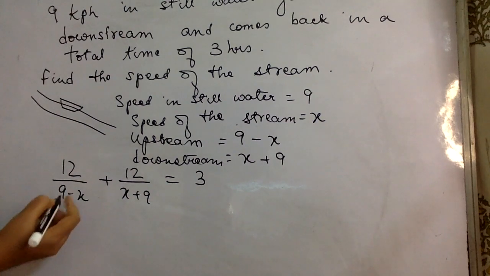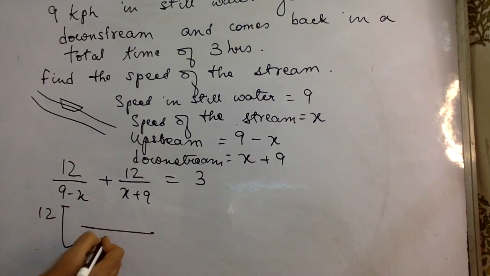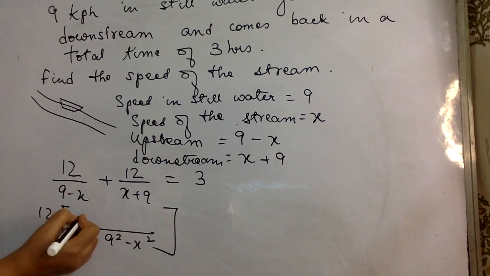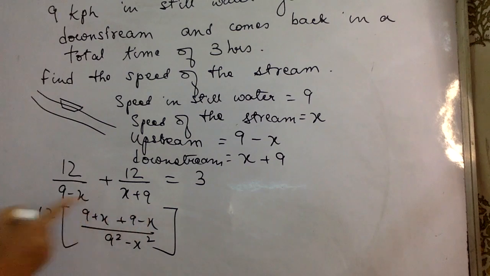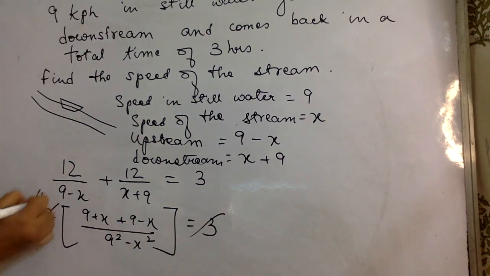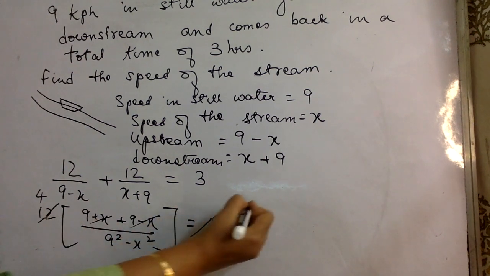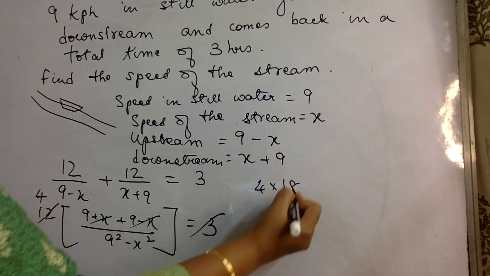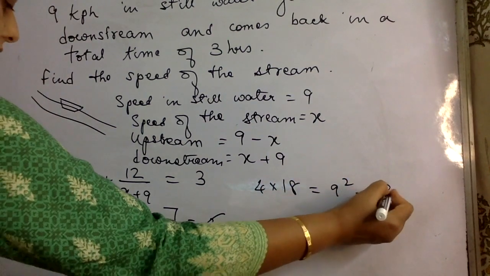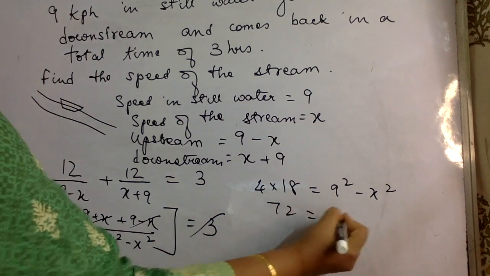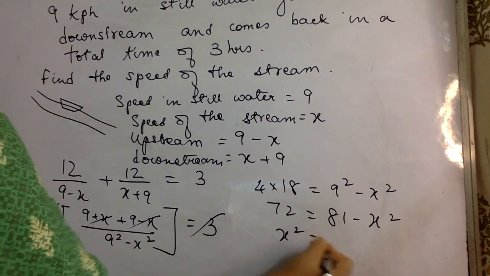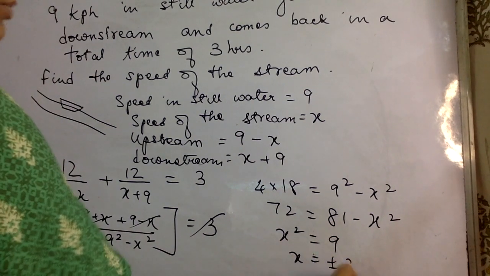Now here I can take the 12 out and I can do 9 square minus x square. And that is 9 plus x plus 9 minus x, this goes this side, this comes this side, and the 12 is outside the bracket. Let me cancel it out. So here I get 4 into 18 is equal to 9 square minus x square, that comes to 72. This is 81 minus x square. X square is 9. X is equal to plus minus 3.